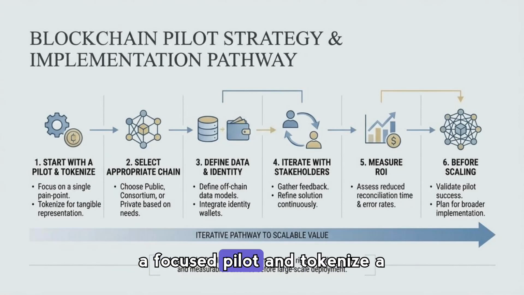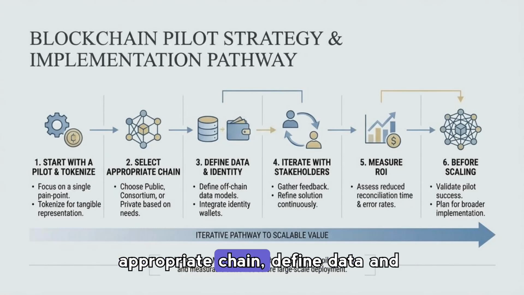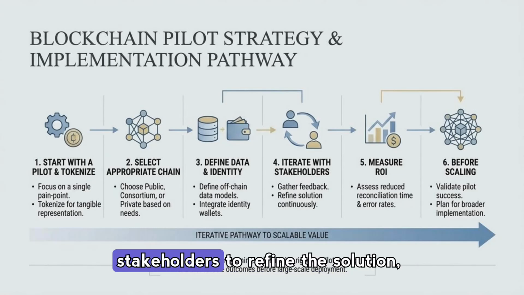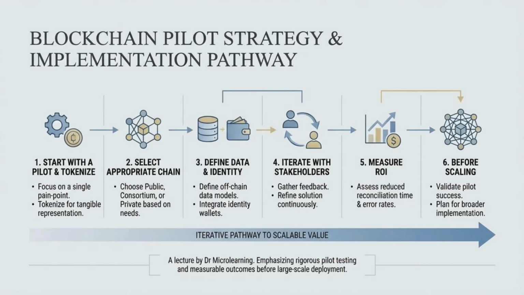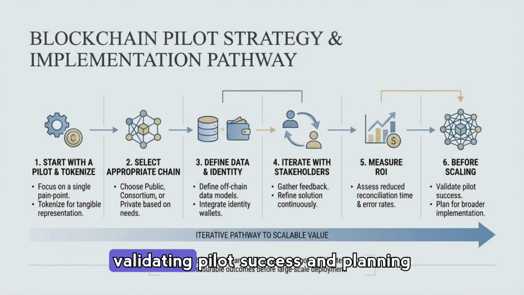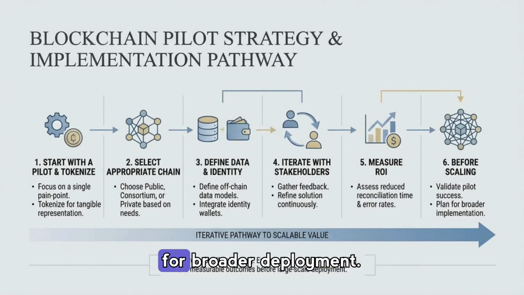The recommended pilot pathway lays out 6 iterative steps. Start with a focused pilot and tokenize a tangible asset. Select the appropriate chain. Define data and identity models. Iterate with stakeholders to refine the solution, measure ROI and reconciliation improvements, and only scale after validating pilot success and planning for broader deployment.